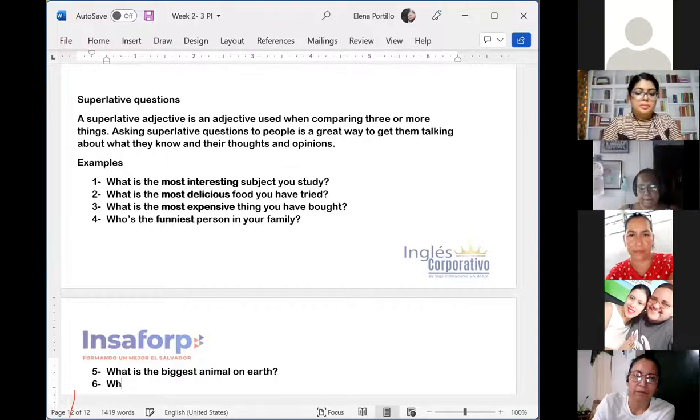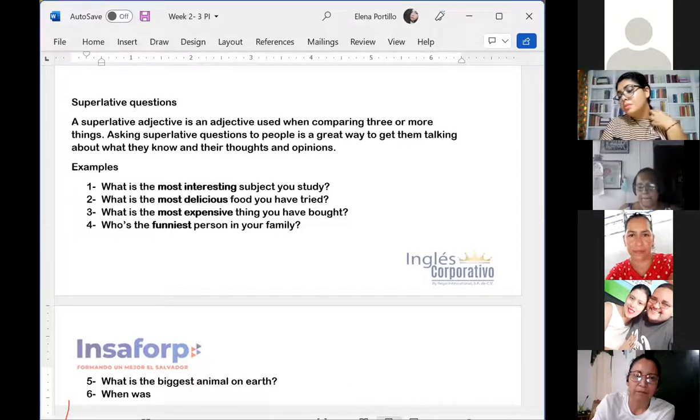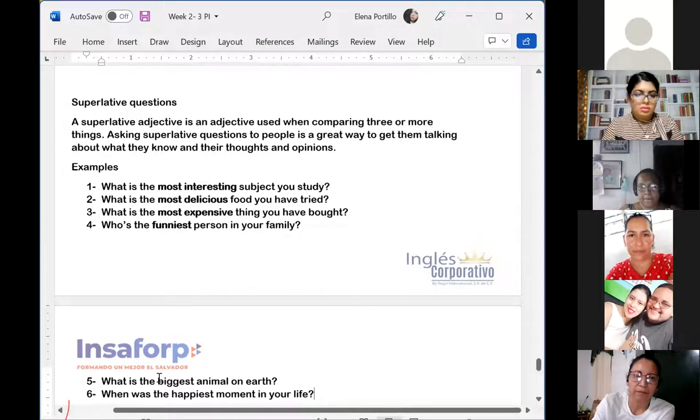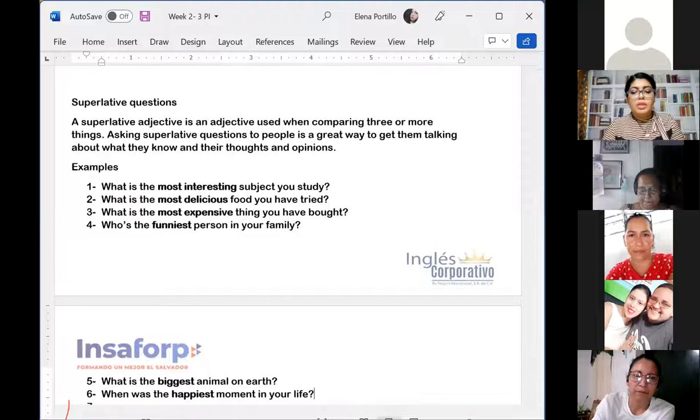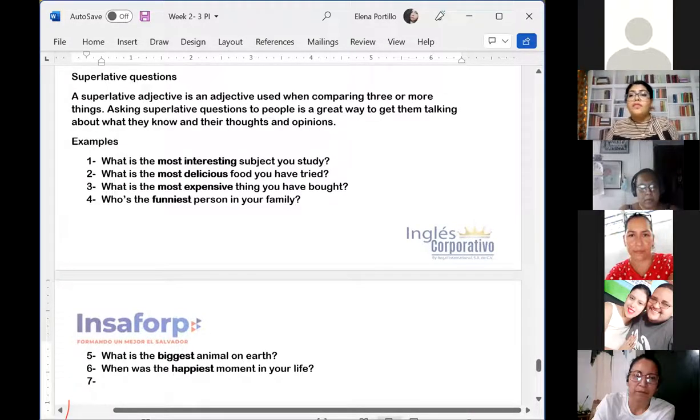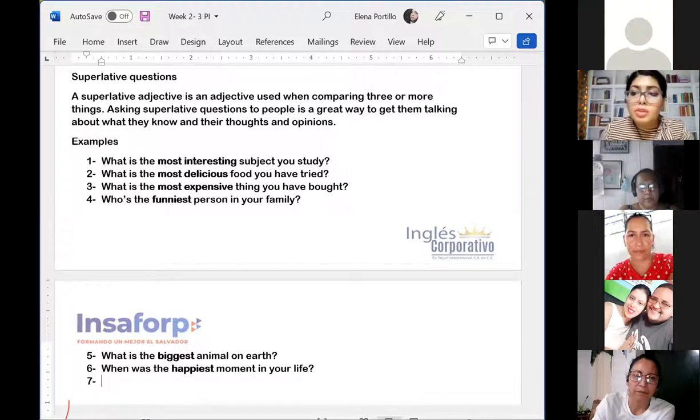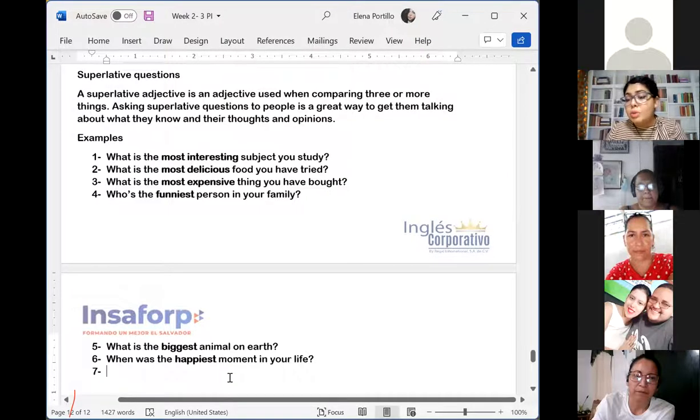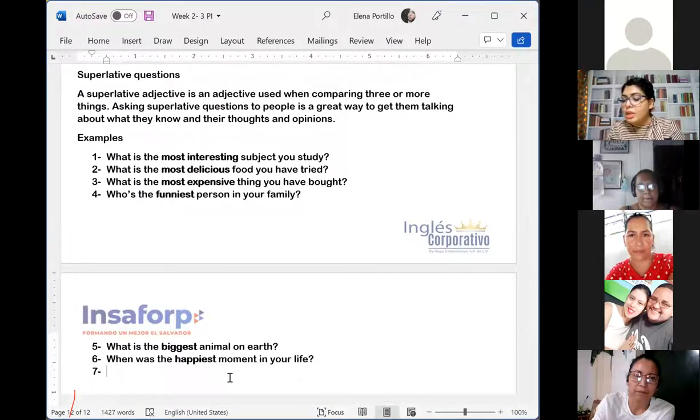Then, when was the happiest moment in your life? So in this case, we have a lot of happy moments, but we are choosing the one that, when someone asks us, is the number one for us. We are making a comparison between the happy moments in our life, and we're going to choose the one that is better for us or is the most memorable moment that we have. Then we have another one. What country is the best place to live?